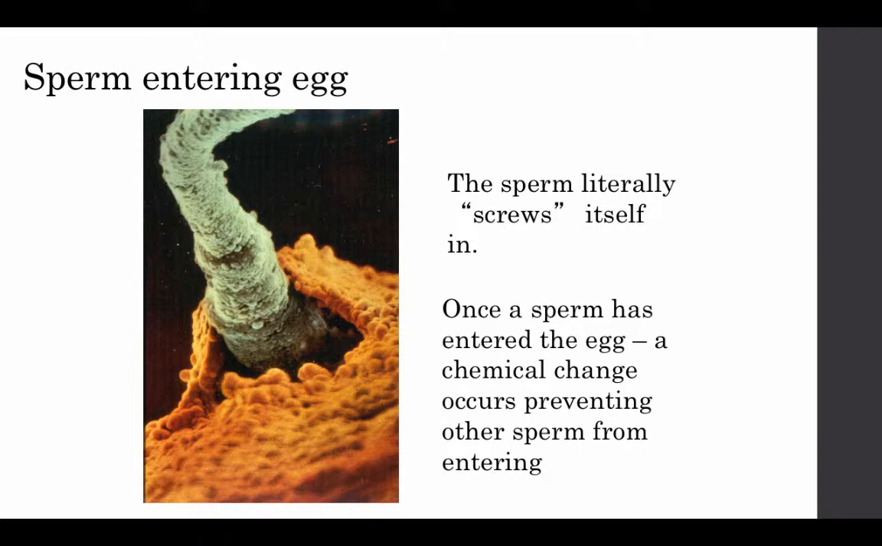Like I said, unlike the artist rendition, the sperm does not contain a mini human, but rather contains the DNA from the father of the child. Once the sperm makes contact with the egg, it literally screws itself into the egg, and chemical processes occur that prevent other sperm from entering the egg. This is important because we want the embryo to have the correct number of chromosomes, and if multiple sperm enter the egg, we will not have the correct number.